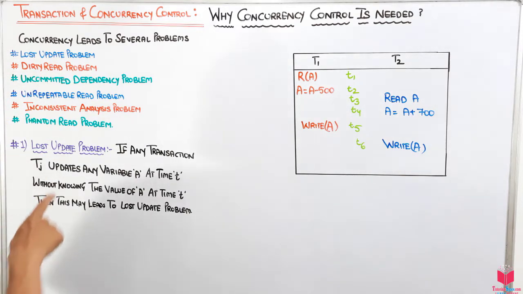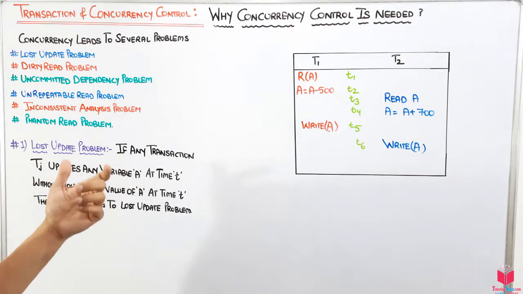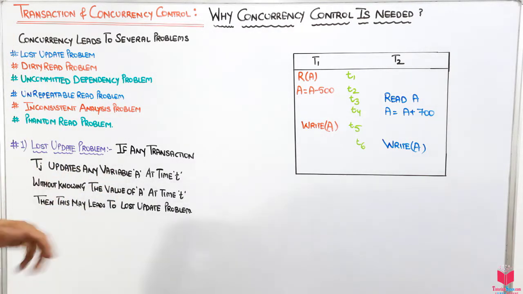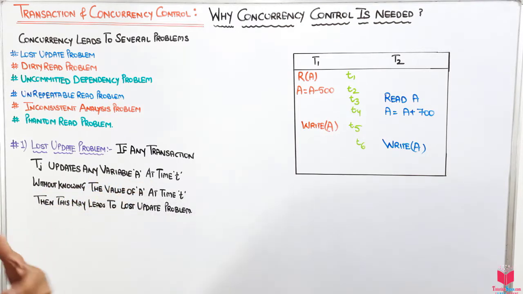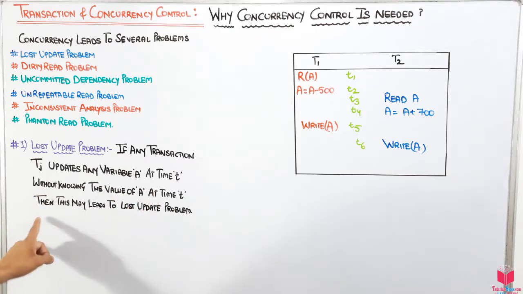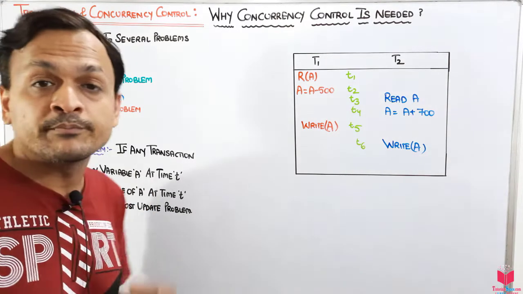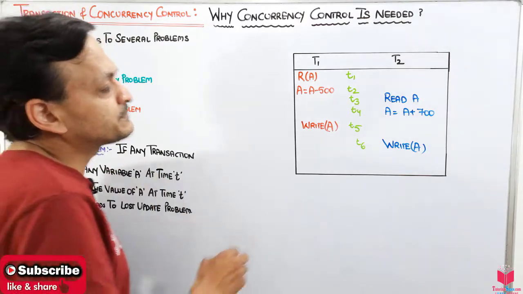So guys, today we will discuss exactly what the lost update problem is. It says that if any transaction Tj updates any variable A at time t without knowing the value of A at time t, then this may lead to the lost update problem. Let's take an example first, then we will discuss that.